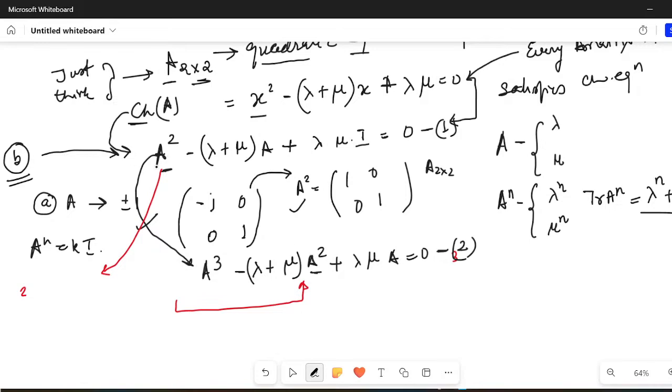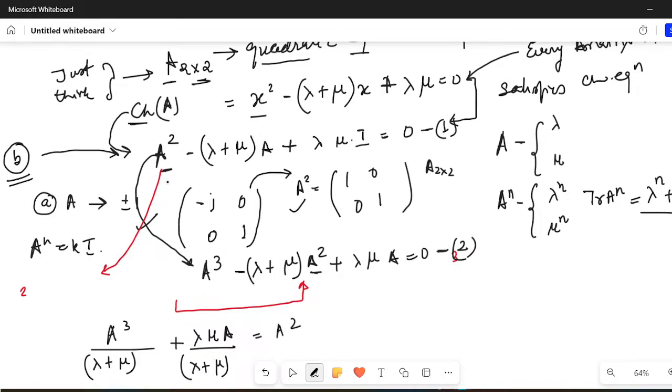If I replace this A square here, what will I get? Just think about it. A square would be equal to A cube divided by lambda plus mu, so this will give you lambda plus mu here, A square lambda plus mu divided, and plus lambda mu A divided by lambda plus mu, right? So this is how you can write your A square. I think this is quite easy to see.